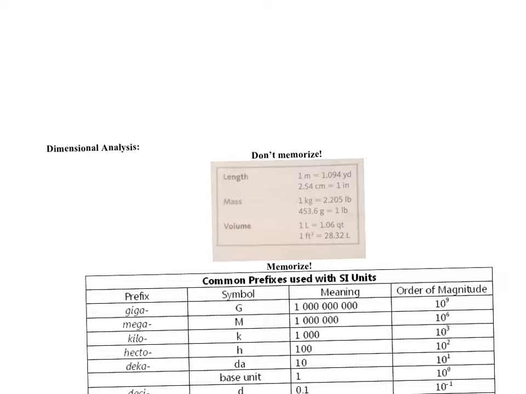I use the railroad tracks, and what I want you to do is write yourself a little note at the top. I'm going to say units. What was always my rule in stoichiometry? Down and to the right. Exactly. Okay? So we're going to say units go down to the right.